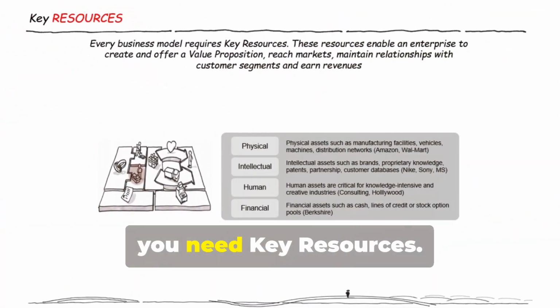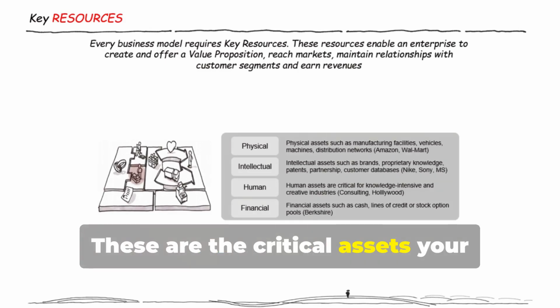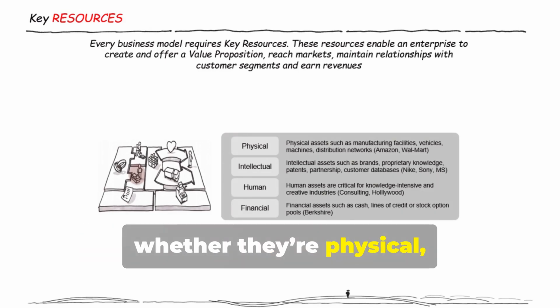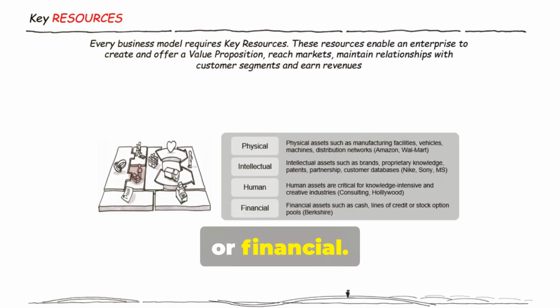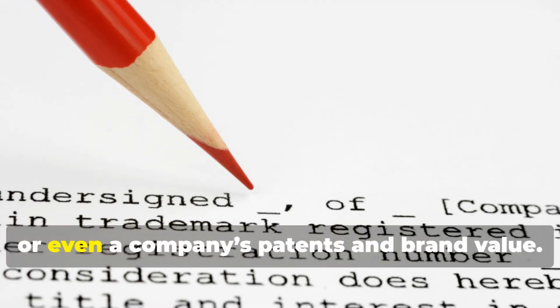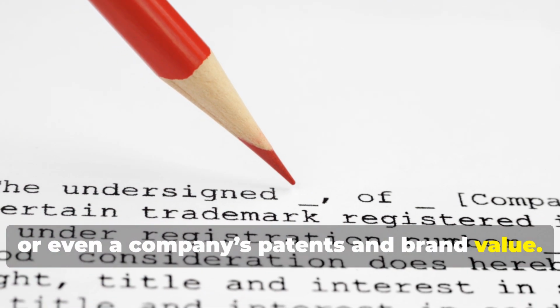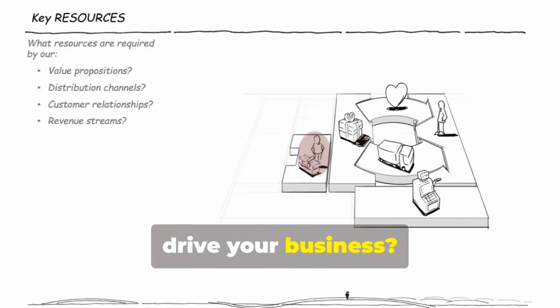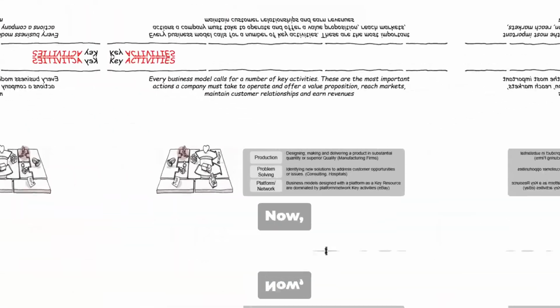To make all this happen, you need key resources. These are the critical assets your business requires, whether they're physical, intellectual, human, or financial. Think of Amazon's massive distribution network, Google's algorithms, or even a company's patents and brand value. What are the essential resources that drive your business? How can you leverage them?